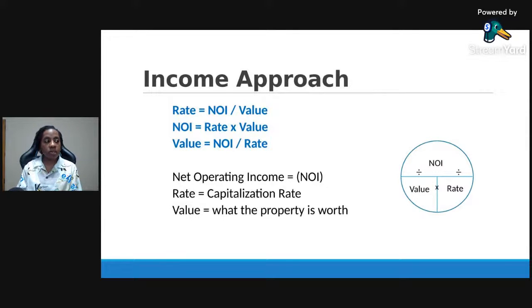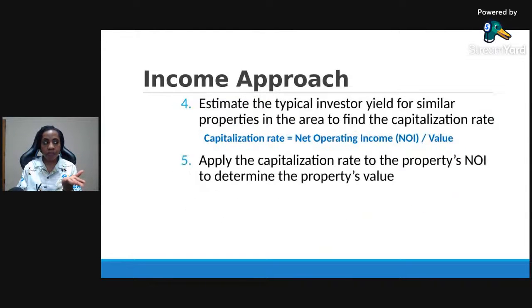Okay, so then let's go back to the slide with number 5. And so we'll be using that last formula to help us find the value of the property. So we found the NOI, we found the rate that we want to use. And so then with those two numbers, we can find the value of the property. Okay, and that will be step 5.